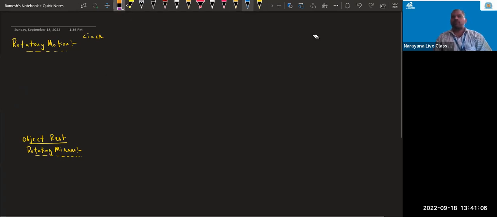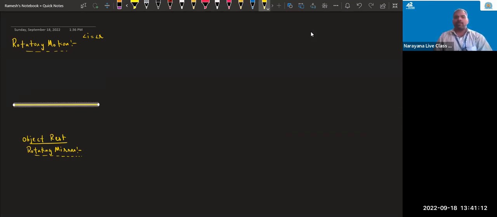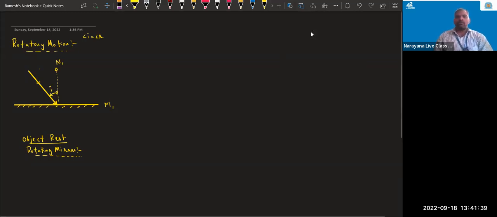Okay. So this is the initial position of the plane mirror, right? This is one incident ray. Normal line is compulsory, na? This is normal line N1. What is this angle? I. According to second law of reflection, angle of incidence equal to angle of reflection, both are same.